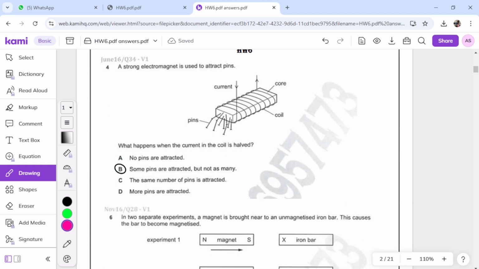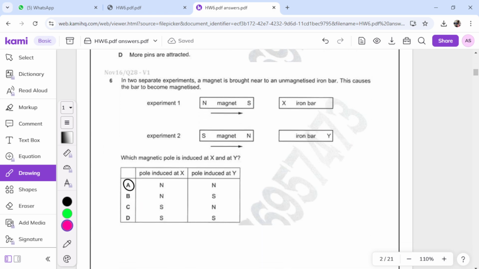Okay. A strong electromagnet is used to attract pins. What happens when the current is halved? If the current is halved, it becomes a weaker magnet. So some pins are attracted, but not as many. The number of pins attracted will be lower.